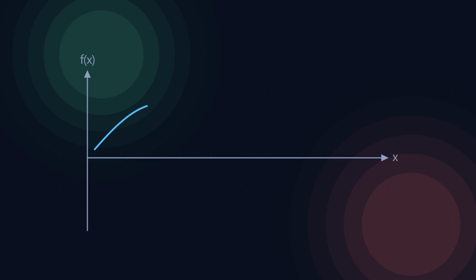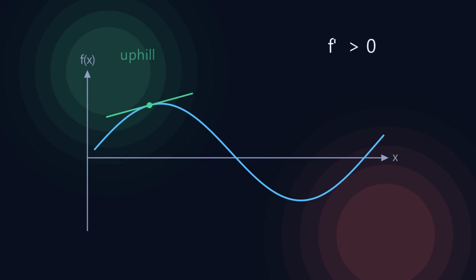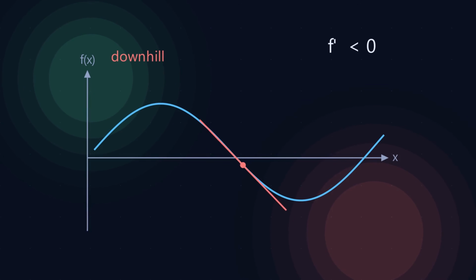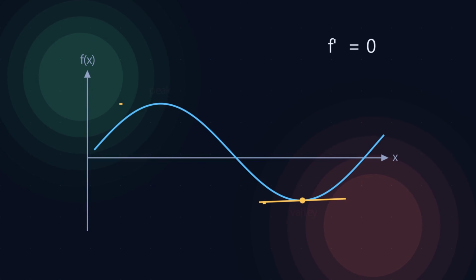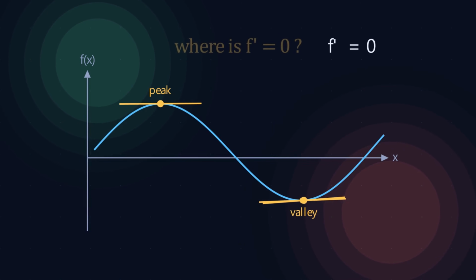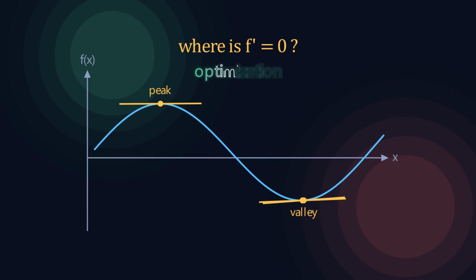Now let's see why this idea is so powerful. As our point travels along a curve, the sign of the derivative tells a story. When the derivative is positive, the curve is climbing. We go uphill. When it is negative, we are heading downhill, and when the derivative is exactly zero, the tangent goes flat. That only happens at the top of a hill or the bottom of a valley. This is enormous. To find the highest or lowest point of anything, we simply ask, where is the slope zero? That is called optimization, and it runs on this one idea.